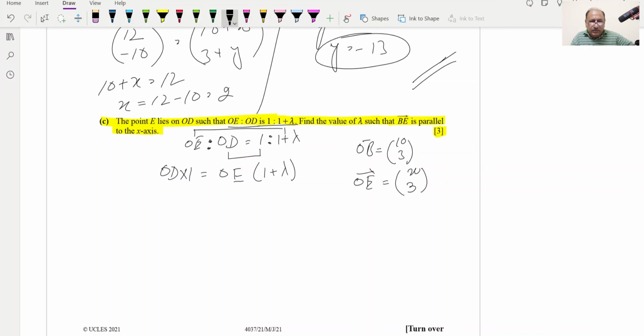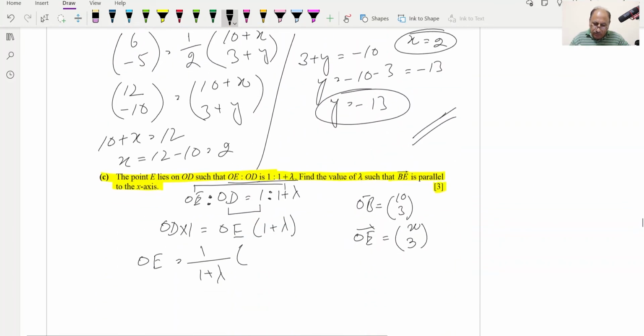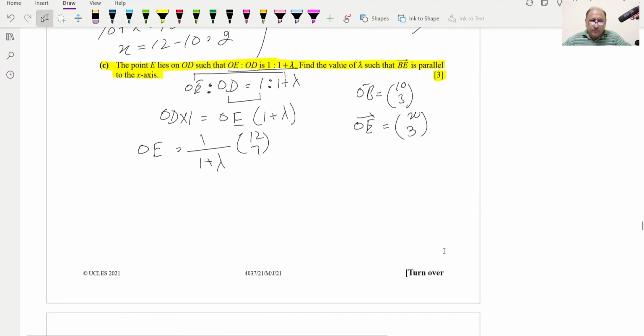Now we can rewrite it as OE will be equal to 1 over 1 plus lambda into OD, and the OD value is over here, which is (12, 7). So we can write here (12, 7). Now the next step, we can write this one OE.